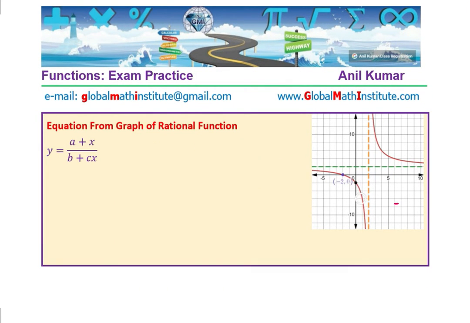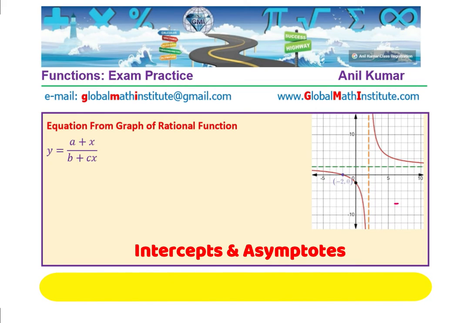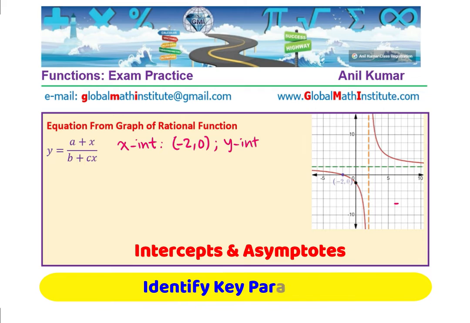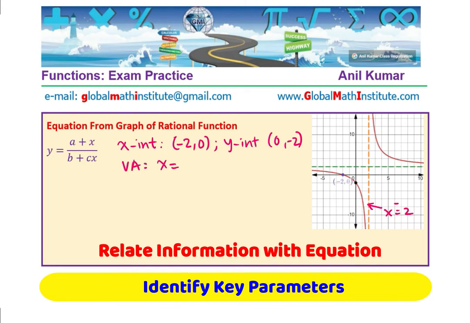So here is the figure given to us, and we clearly see that we have an x-intercept at (-2, 0), a y-intercept at (0, -2), a vertical asymptote x equals 2, and a horizontal asymptote y equals 2. With this information, we can easily write down our rational function.